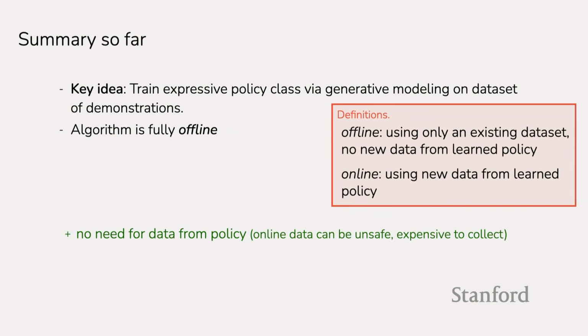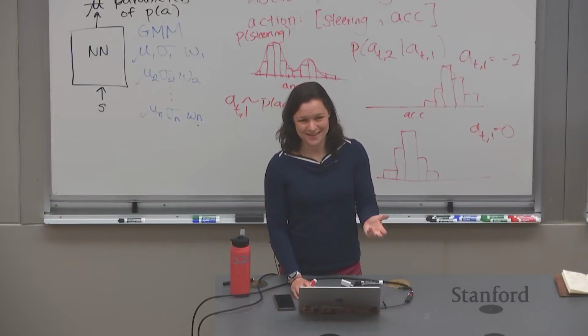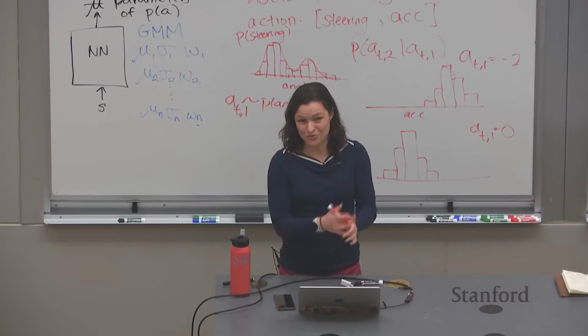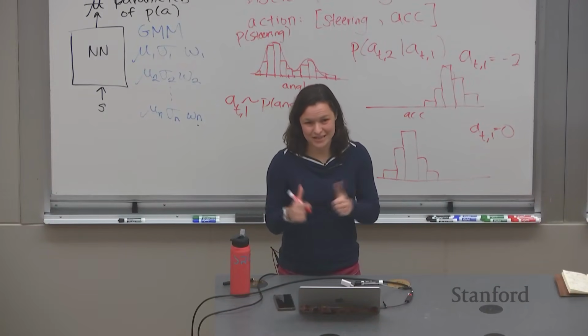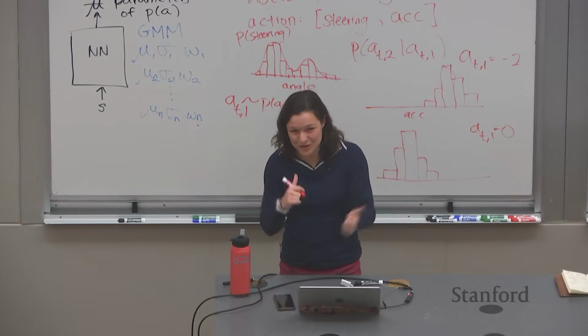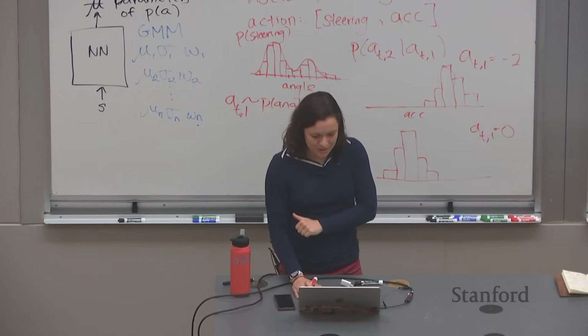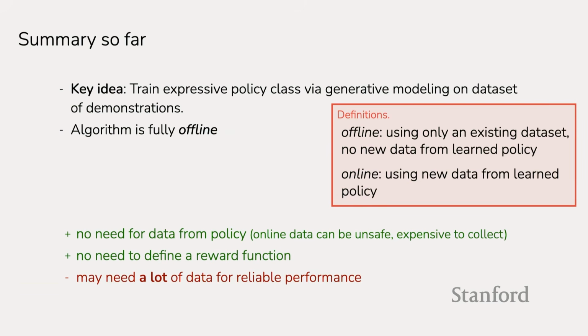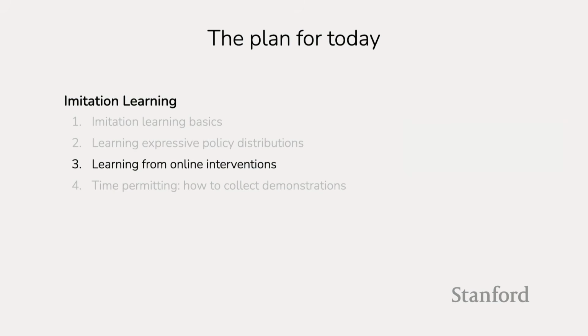So for what we've covered so far, we don't need any data from the policy, so this is offline. We also don't need to define a reward function. Last time we talked about defining reward functions for some examples, and how in some examples it might be kind of hard to write down the reward function. So this is pretty nice. Like in driving, you don't have to write down all of the ways in which you might want it to drive. The downside is that you might need a lot of data for reliable performance. You might need a lot of demonstrations. And that ties into how we might try to learn from online interventions.